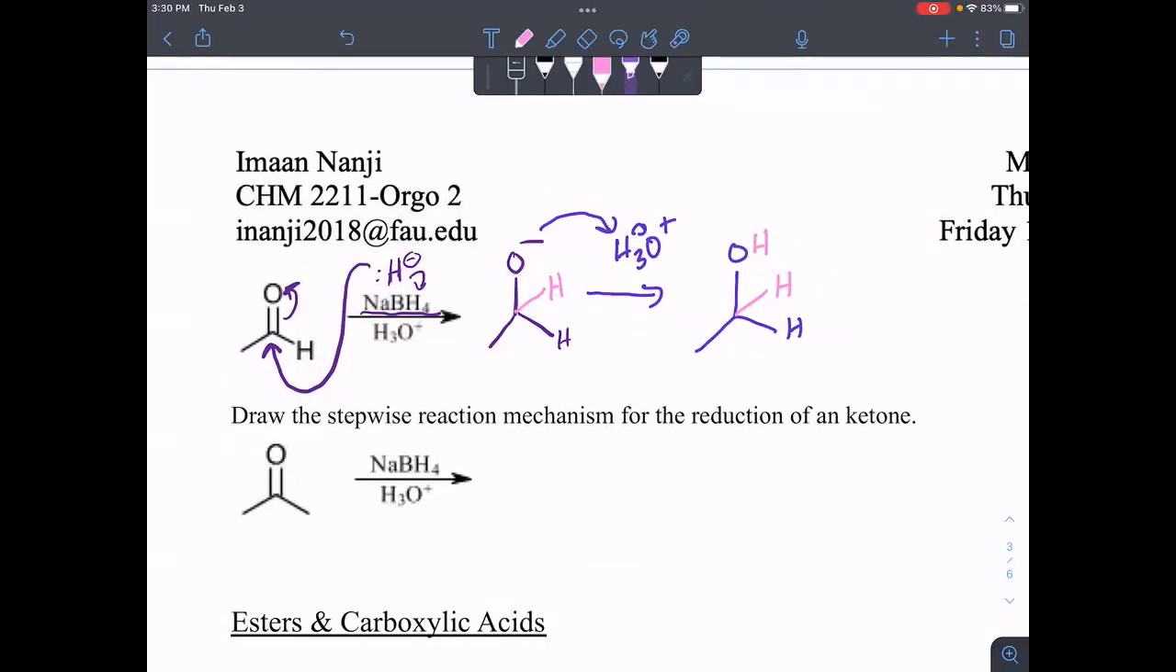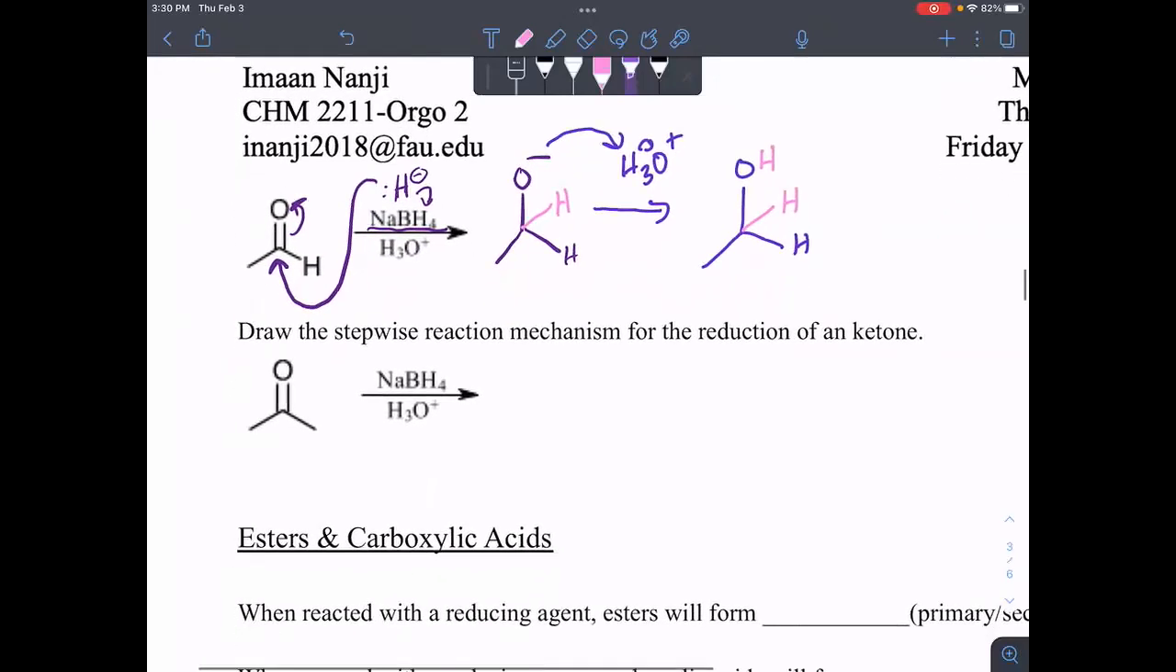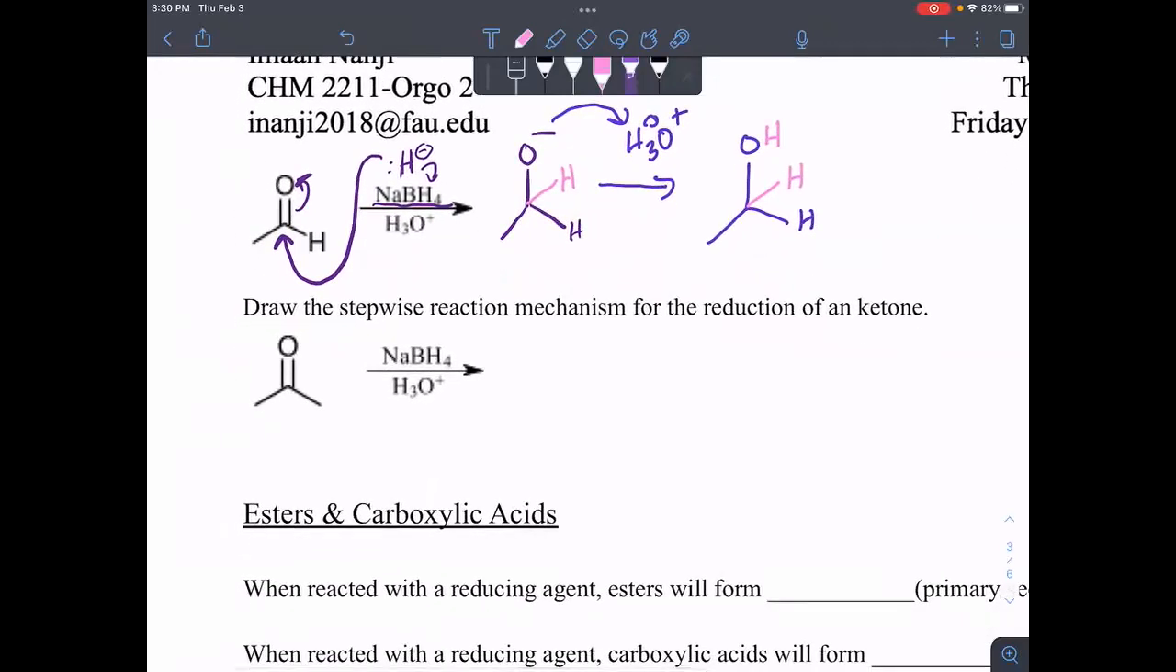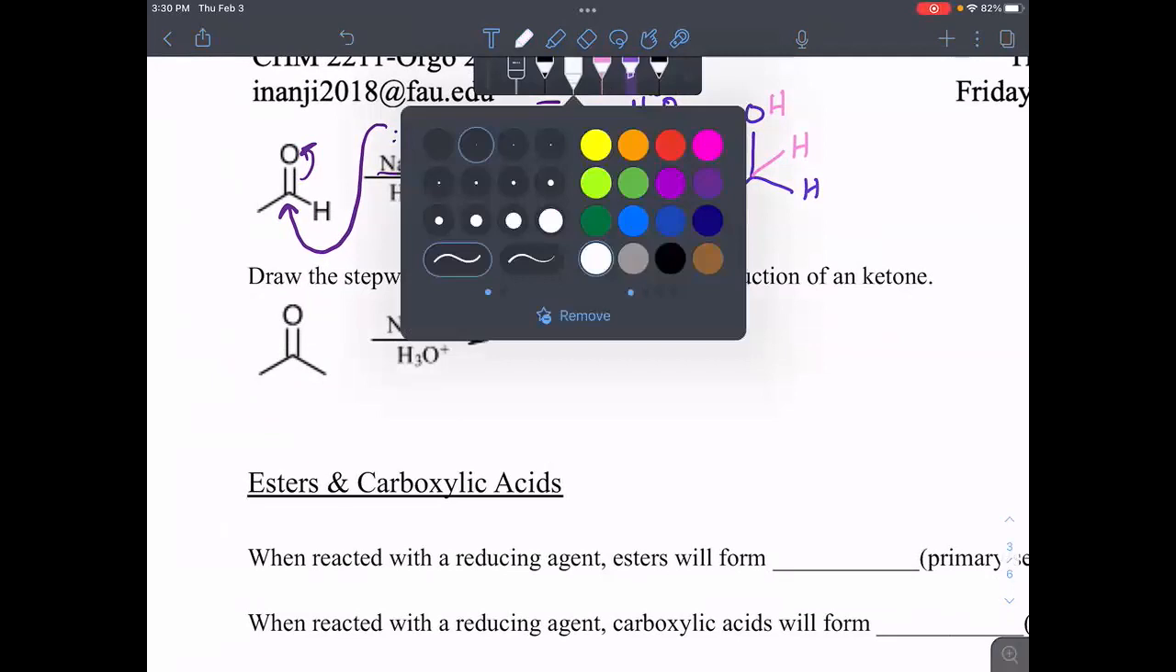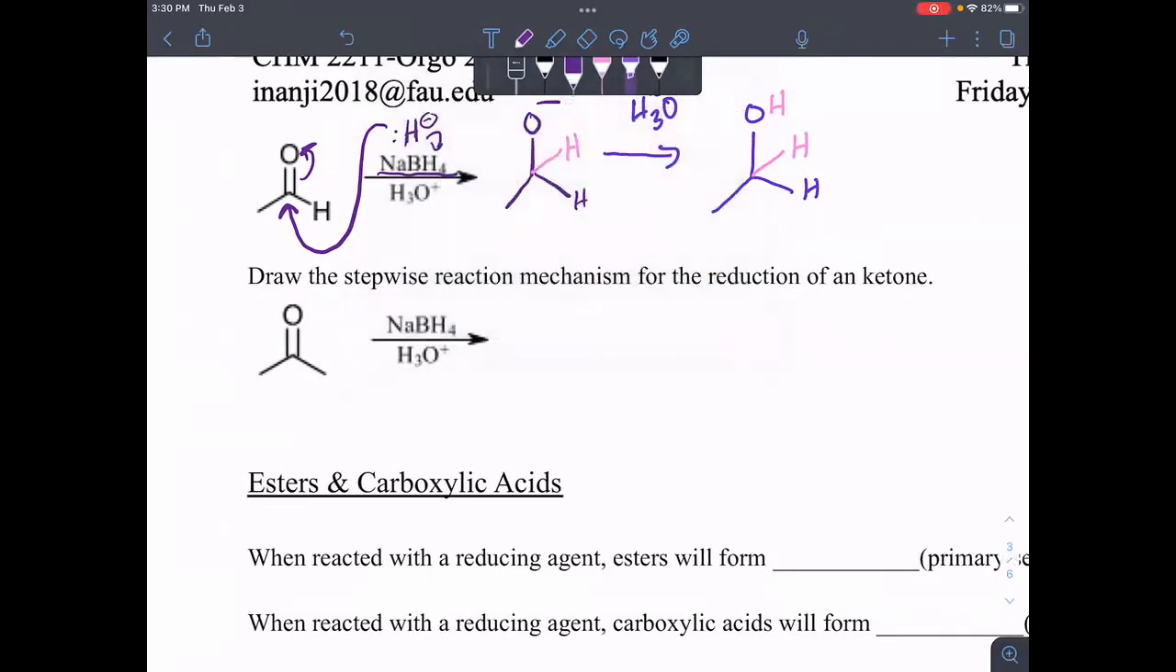Remember, the whole point of this chapter is that you're adding stuff to the carbonyl. In this case, the stuff we added was the hydrogen. And then for a ketone, what do we think the mechanism is going to look like? It's going to be the exact same thing. So we have our H minus from this NaBH4, goes in, does the attack.